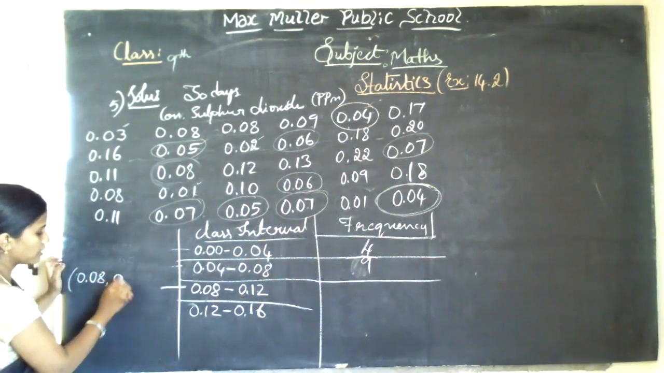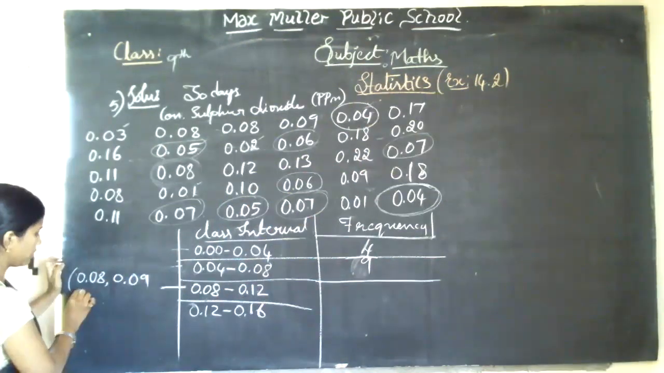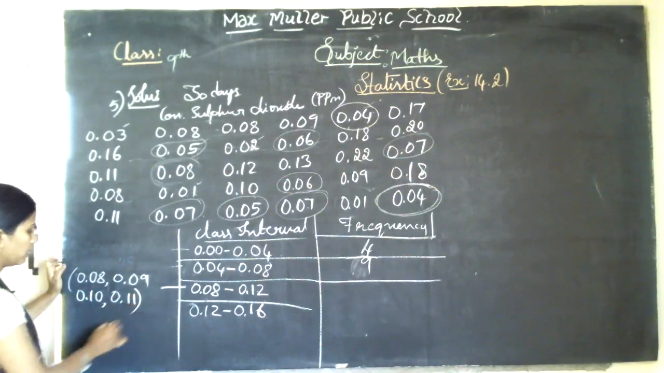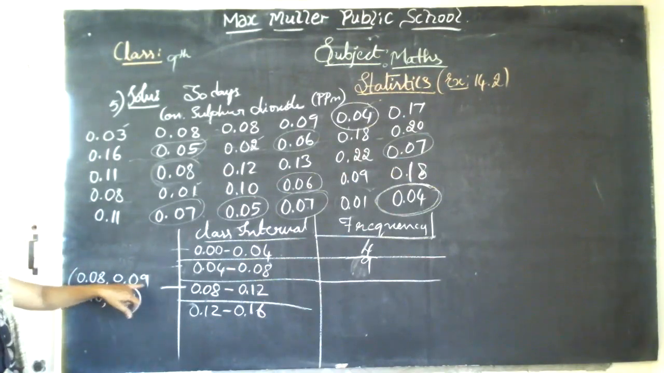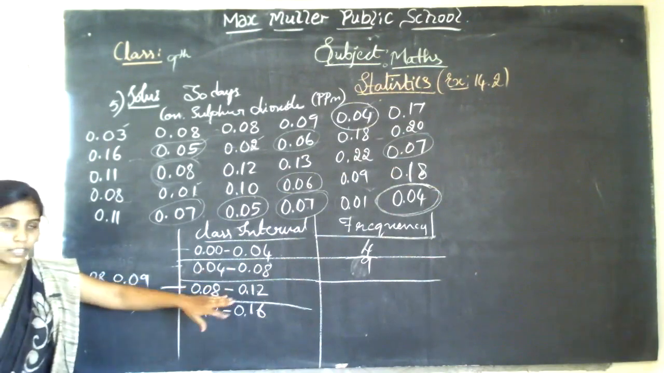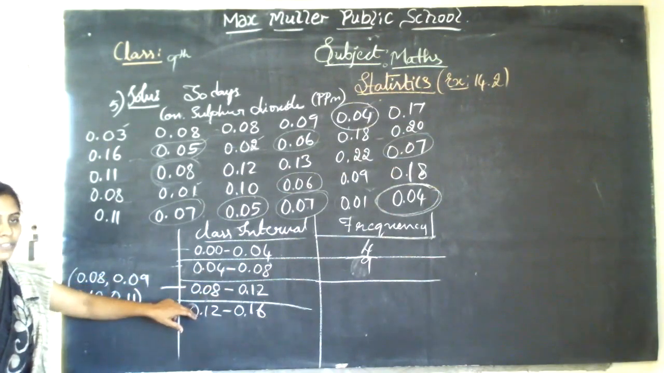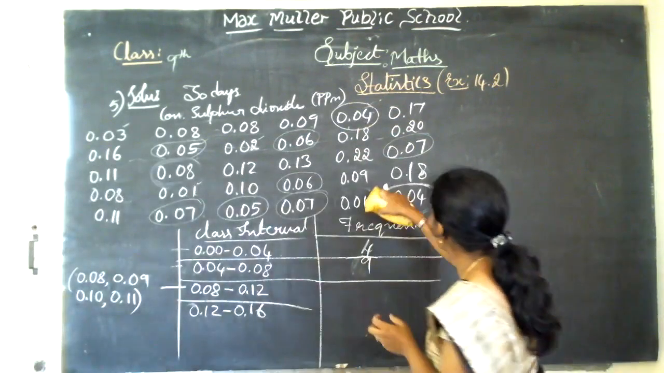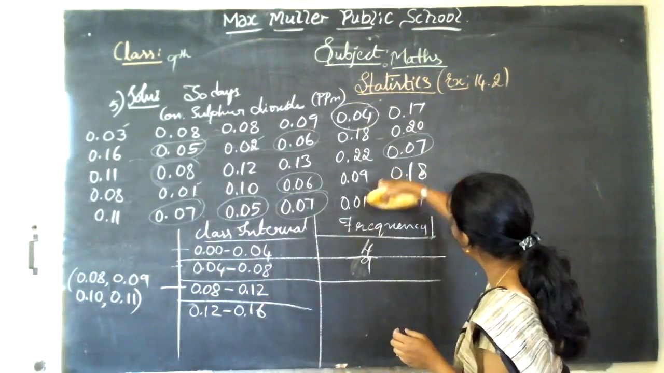So what are the numbers you have to take then? 0.08, 0.09, 0.10, 0.11. 0.12 is not included. It will be included in the next row. So again, we'll mark the circles.